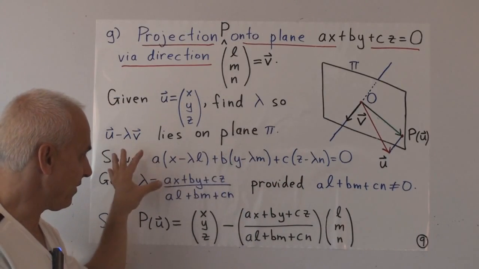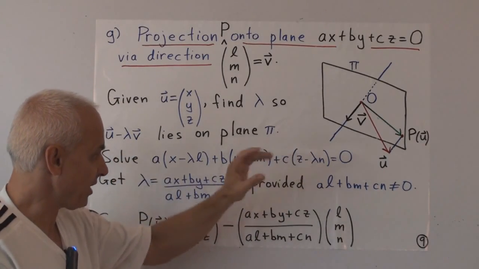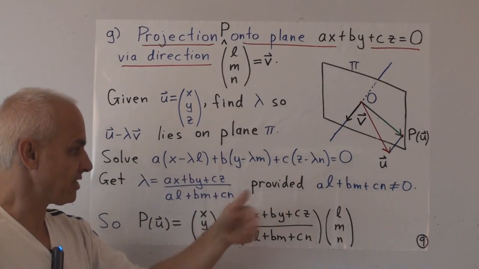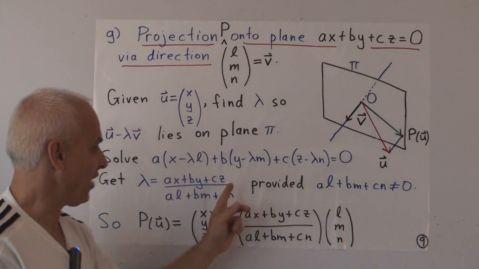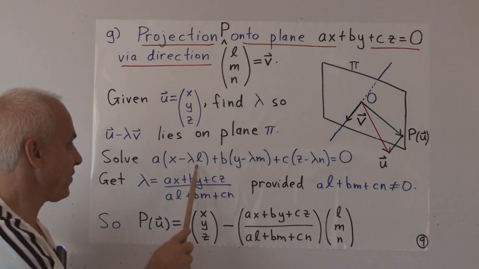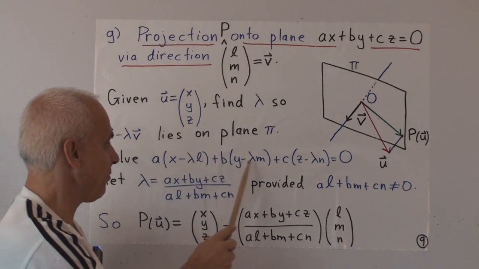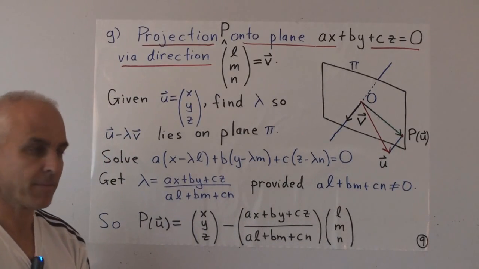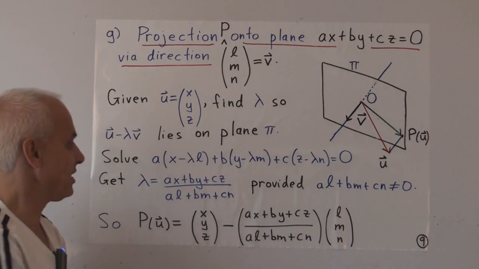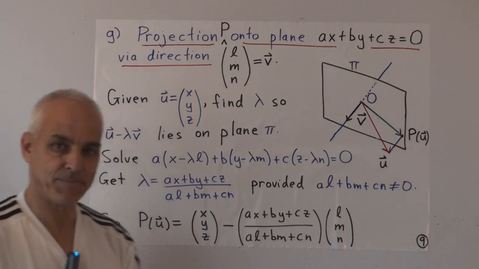We get all the stuff involving lambda on one side, all the other stuff on the other side, and then we just divide. So we get ax plus by plus cz in the numerator, and the coefficient of lambda is al plus bm plus cn. That ends up in the denominator. And provided this denominator is not 0, we have solved for lambda.